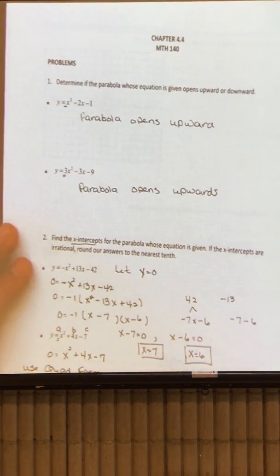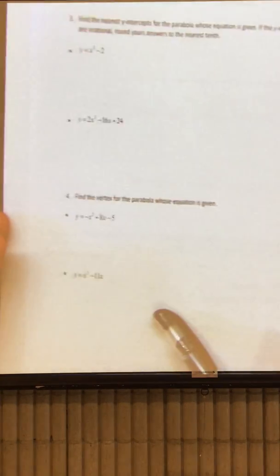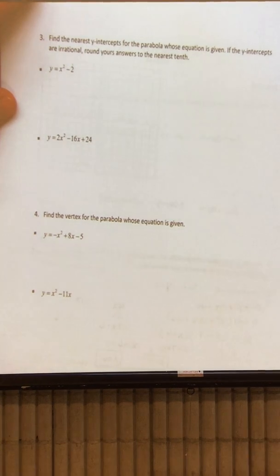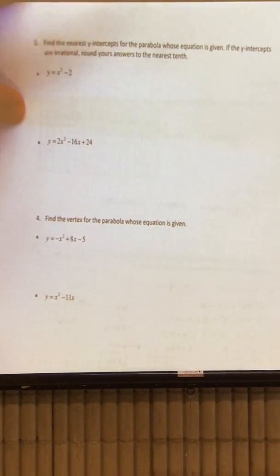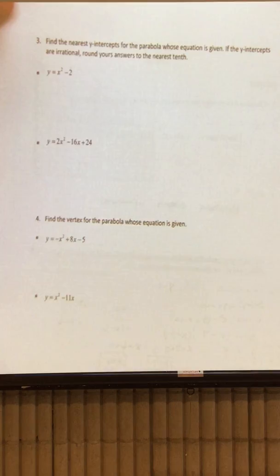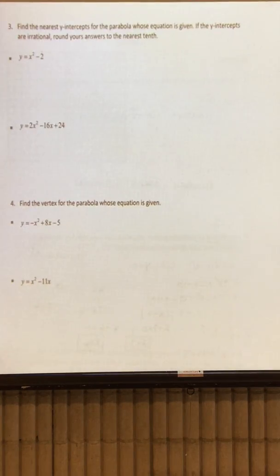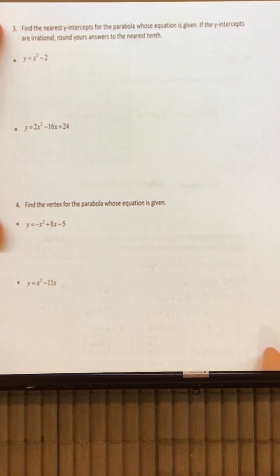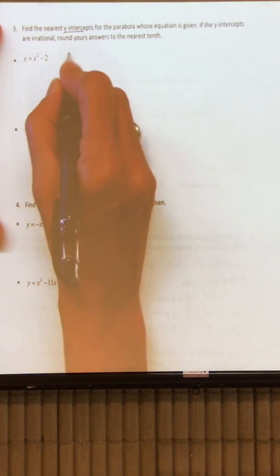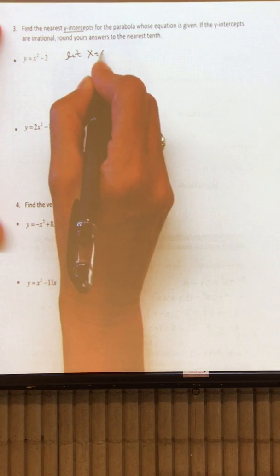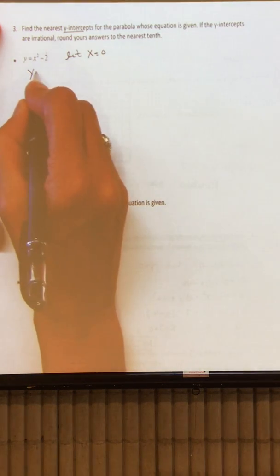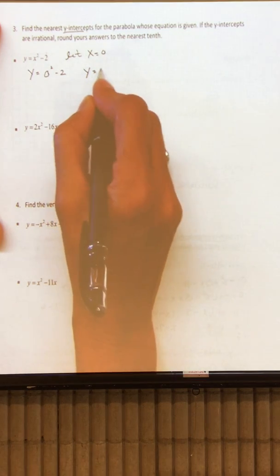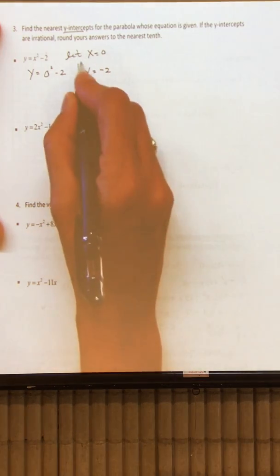Moving on to number 3. Find the y-intercepts for the parabola whose equation is given. So to find the y-intercept, we let x is equal to 0. So let x equal 0. We have 0 squared minus 2. Therefore, we have y is equal to negative 2.